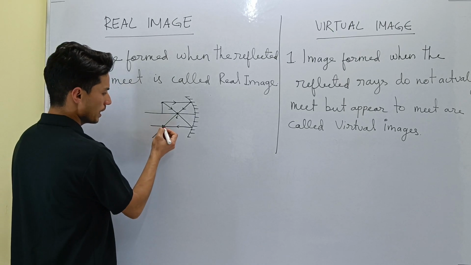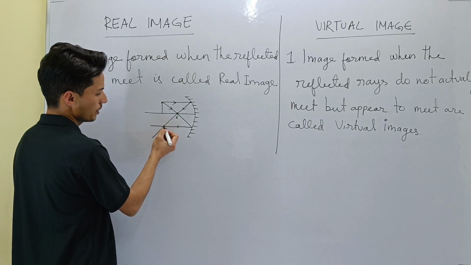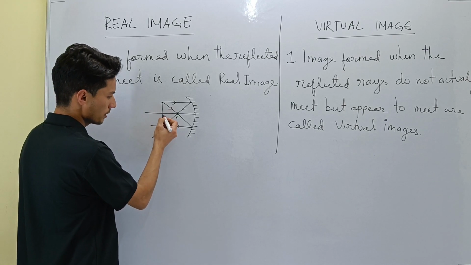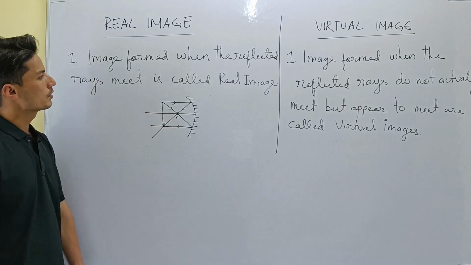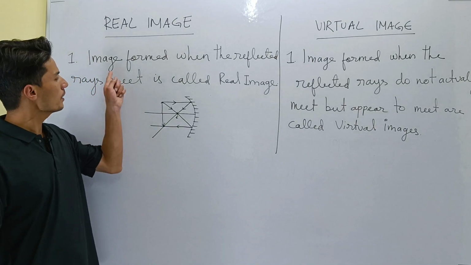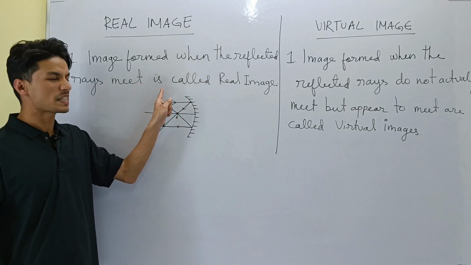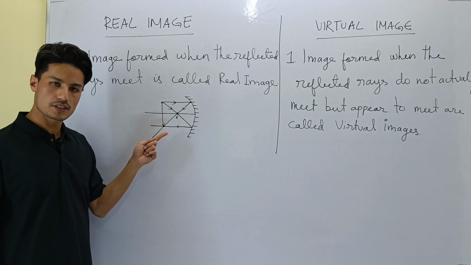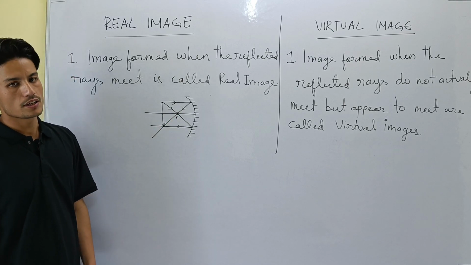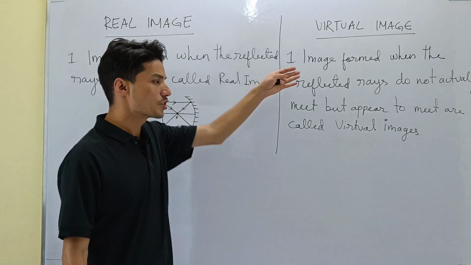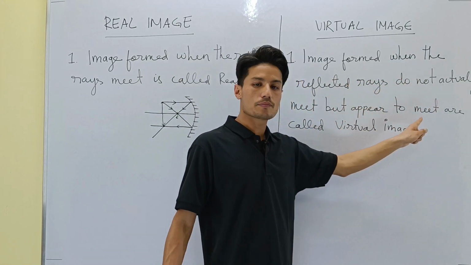So an image will be formed here. The image of the object will be formed. So this is called a real image. A real image is an image which is formed when the reflected rays meet. So here we get ourselves a real image. Then virtual image. A virtual image is formed when the reflected rays do not actually meet but appear to meet.